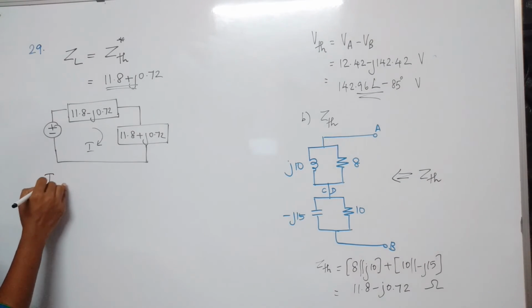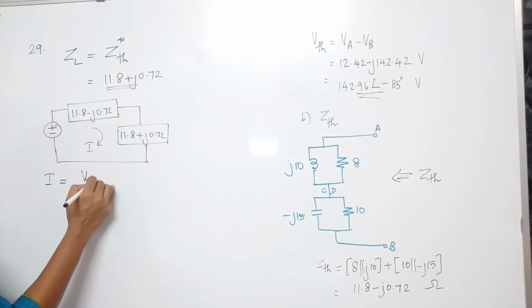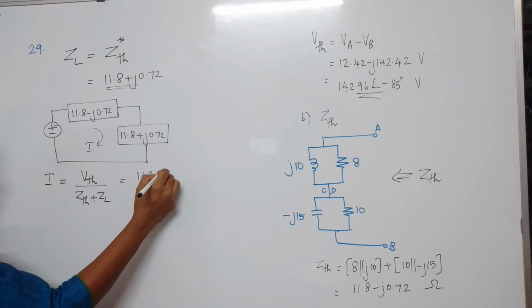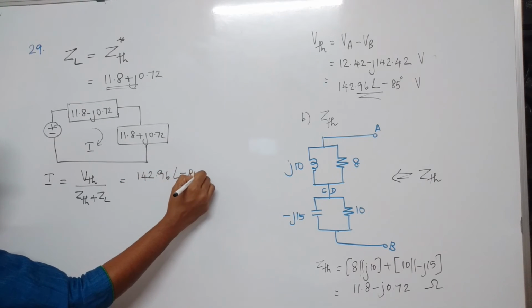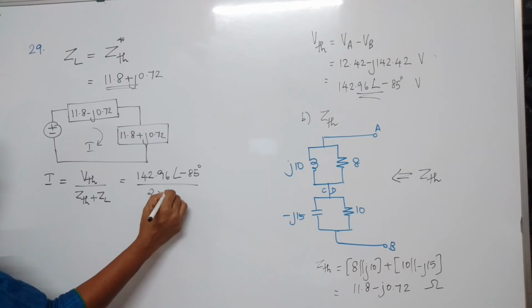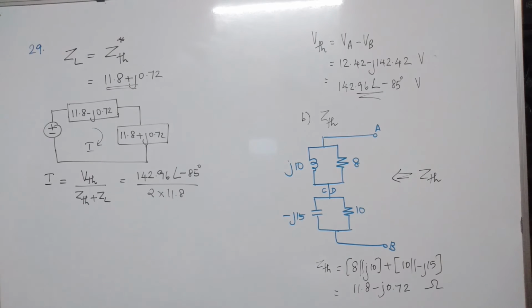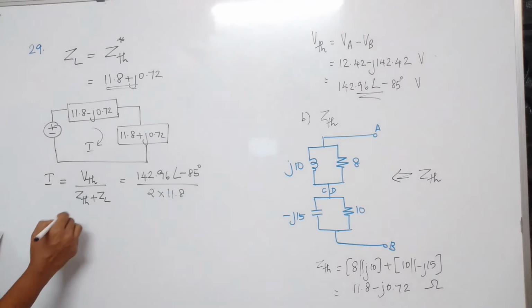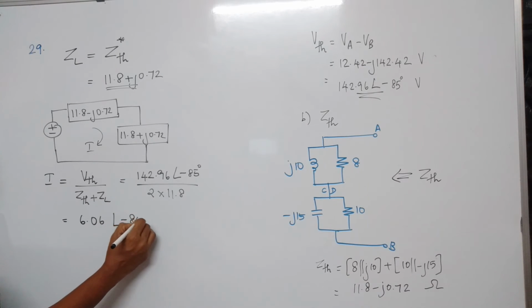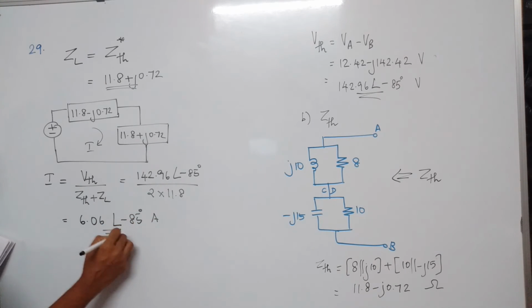So first we'll find out I for that. I is equal to VTH by ZTH plus ZL. So VTH is 142.96 angle minus 85 degree divided by, when you add, 2 into 11.8. And when we simplify this, we get it as 6.06 angle minus 85 degree ampere. Thus we will get the current flowing through the load.